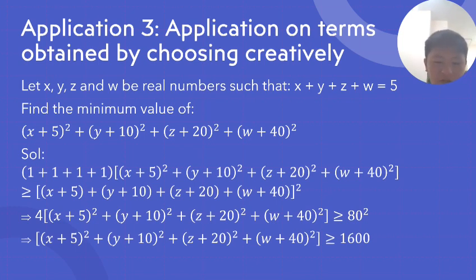And the equality holds when (x plus 5) over 1 is equal to (y plus 10) over 1, equal to (z plus 20) over 1, equal to (w plus 40) over 1, which means that x plus 5 is equal to y plus 10, equal to z plus 20, and equal to w plus 40. You can use this and then apply it to the question's condition, so that you can get the answers for x, y, z, and w.